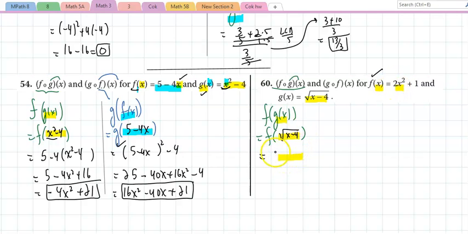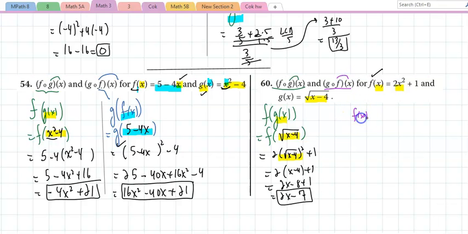So I'm going to take a 2, replace the x by the radical squared plus 1. And wouldn't that cancel the radical? And if you distribute that in, that will be 2x minus 8 plus 1. That's 2x minus 7. And if I try to find this again, I'm going to take f of x first and take g of that.